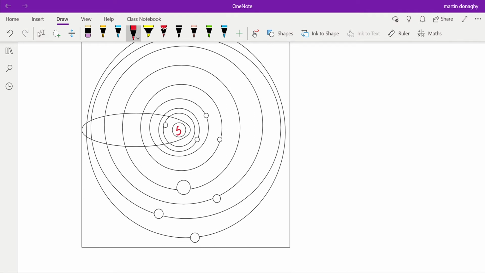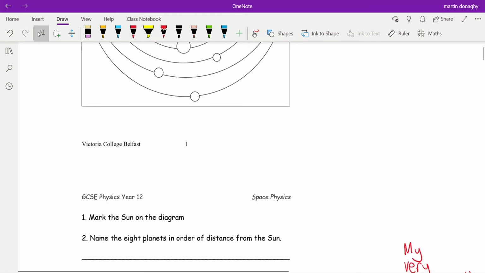In year 10 you would have spoken about a geocentric solar system, which was the old model that we now know is wrong. We have a heliocentric solar system which has the sun at the center of it. The sun is a star, contains most of the mass of the solar system, and it's way bigger than anything else in the solar system.